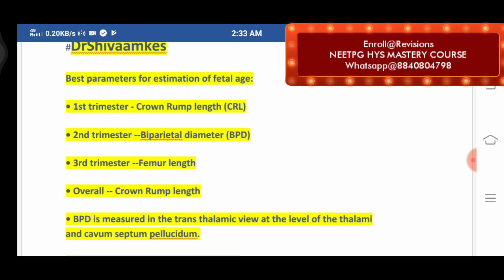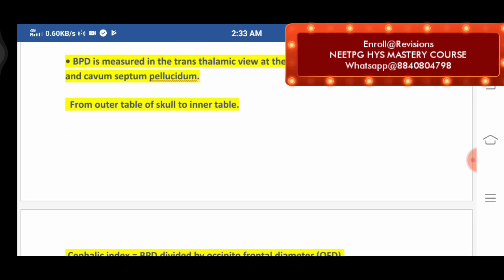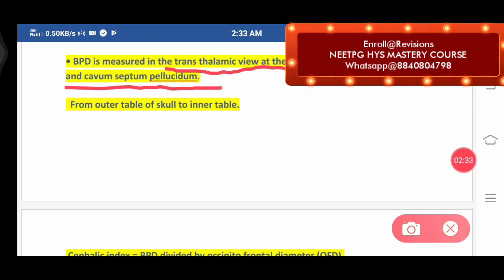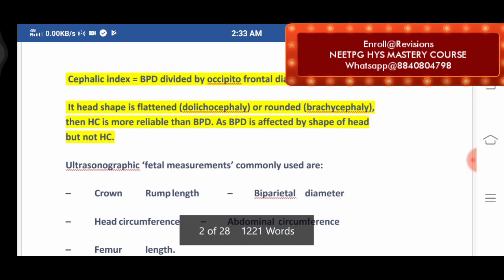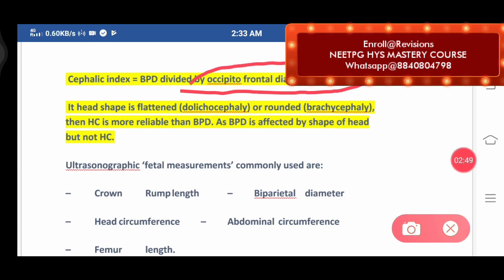Biparietal diameter: if they ask at what level you see the biparietal diameter on the ultrasonographic scope, you will particularly see it at the transthalamic view, at the level of thalami and cavum septum pellucidum. So this is also again an important question. And they may also ask you, what is cephalic index? Cephalic index is very easy. Basically it is biparietal diameter divided by the occipitofrontal diameter. So you will be able to answer it now, I understand.